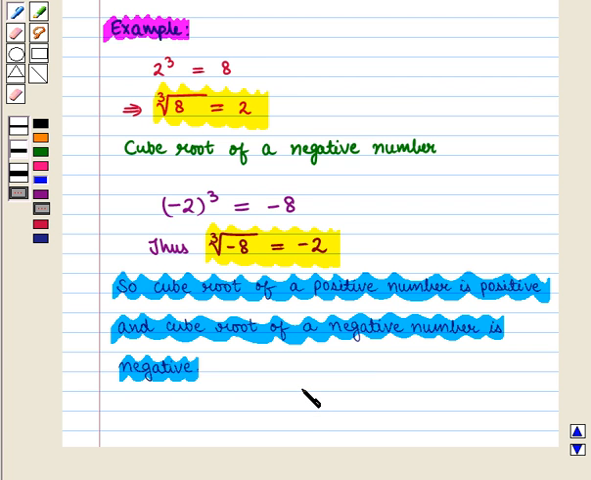Thus, in this session, we have discussed powers and roots of signed numbers.